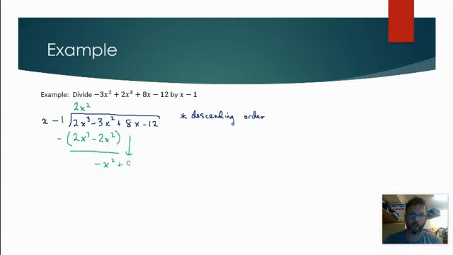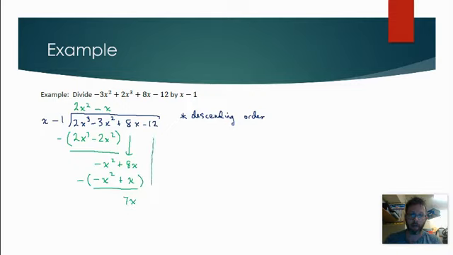Bring down the 8x. And now we repeat the process. Leading terms. x goes into negative x squared, negative x times. Self-check when you multiply it out, these terms should match up. And negative x times negative 1, positive 1x. I now subtract. Negative x squared subtract itself is 0. And 8x subtract 1x, 7x.